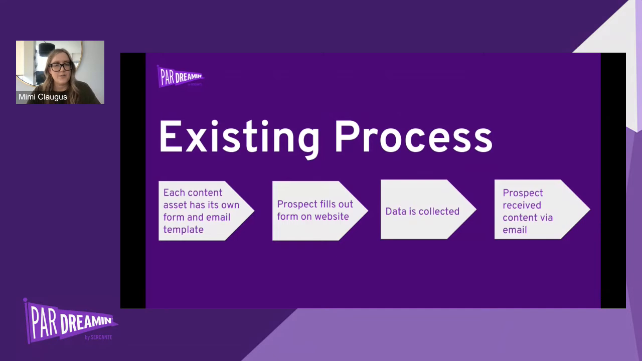So, for example, one of the processes that I'll talk about today was our case study development process and how we were activating that content. The process that we had before was that each piece of content or case study had its own form and its own email template, which was fine when back in the day we were doing a case study maybe every few months, but now we're ramping it up to do 2 or 3 a month. So that wasn't quite as sustainable. And how the process worked is that a prospect would fill out a form on our website. We'd collect the data from that form to then deliver them an email with the content.